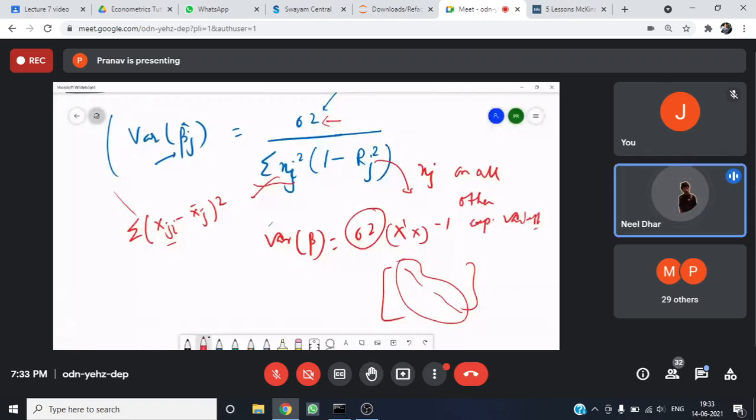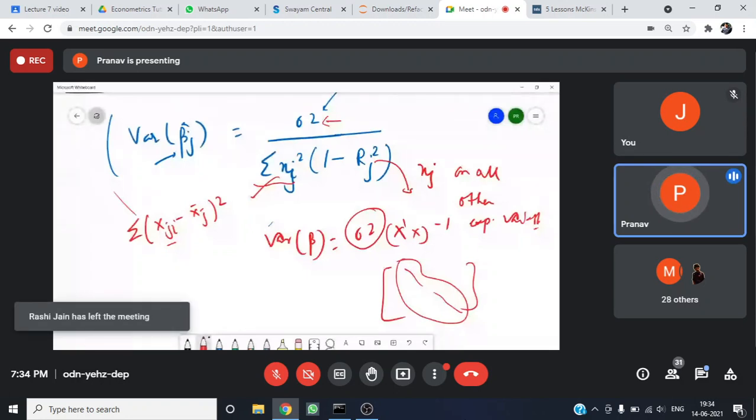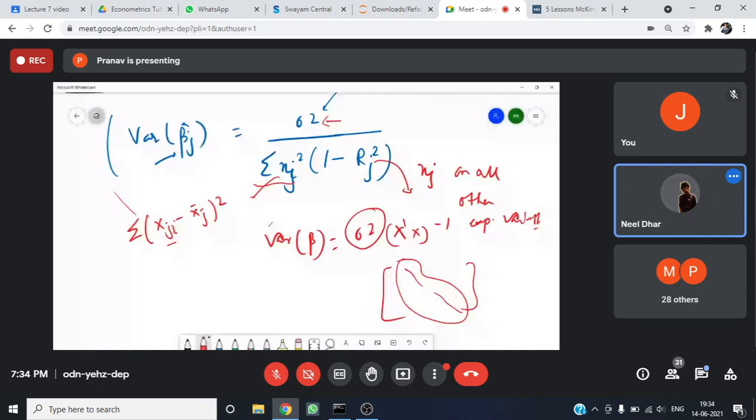When xj is considered as the predicted one, predicted on all other explanatory variables in the model, that is, you precisely run a regression of xj on all other explanatory variables in the model. So this looks like the VIF formula. Exactly, it comes from here, Neil.